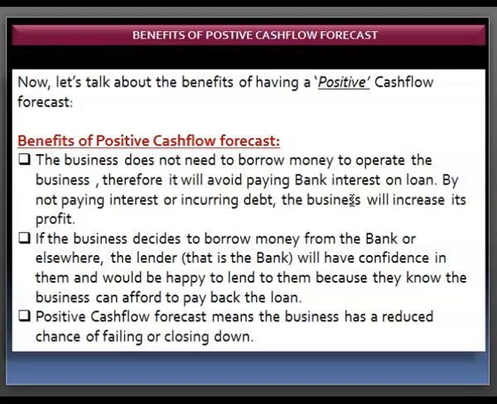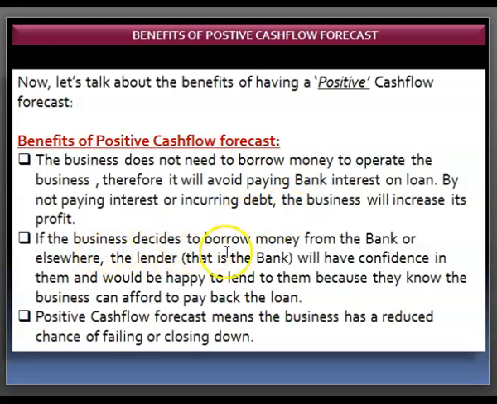So for instance, if they borrow £100 from the bank, the bank may charge them an extra £10 on the £100, which means they will pay back £110 to the bank. But when they have a positive cash flow forecast, they don't have to borrow money. Therefore, they are saving money by not paying interest. By not paying interest or incurring debt, the business will increase its profit as well. So when they don't have to pay more money to the bank for anything, they will be making more profit, because it is from the profit that they pay out their expenses. And if they don't have any money to pay back to anybody, then the money remains in the company. So in that case, they will be making more money.